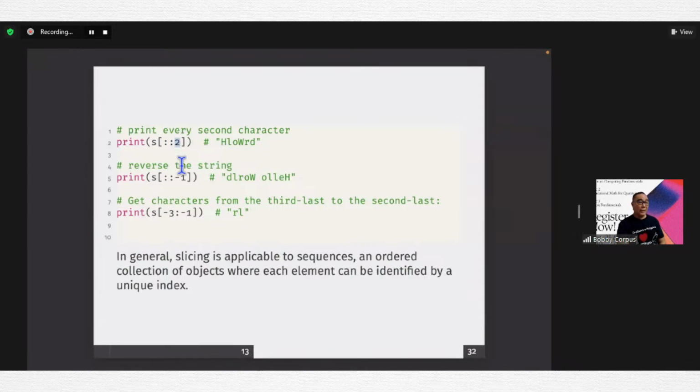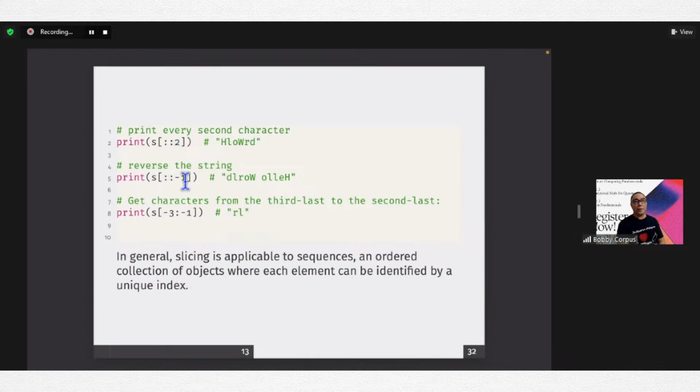And ito namang last digit, ibig sabihin ito yung the skip, no? The skip count, no? So ibig sabihin ng for example, pag may number dyan na 2, ibig sabihin, especially in this case, no? You begin at the 0 and then until the entire length of the string, but then you only print every other character. So for example, print every second character.